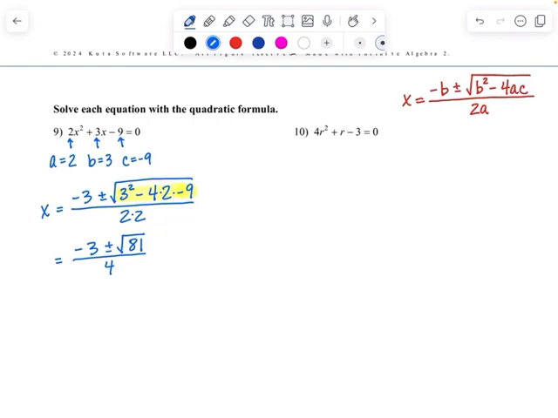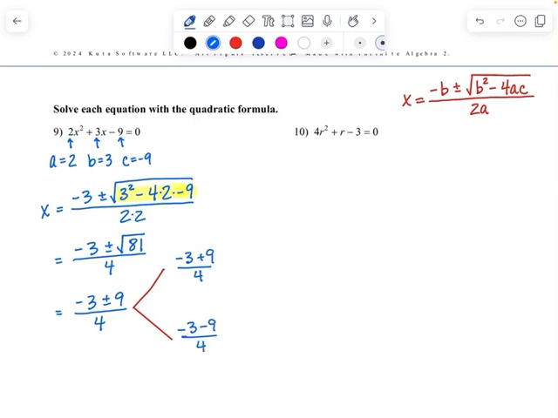We're getting closer here. Now, I do know the square root of 81, so I'm going to simplify that and turn that into a 9. And so now I have negative 3 plus or minus 9 above the fraction bar and a 4 below the fraction bar. Let's branch this off into two separate equations now to break apart that plus minus. And so my first equation will be negative 3 plus 9, all divided by 4. And my second will be negative 3 minus 9, all divided by 4.